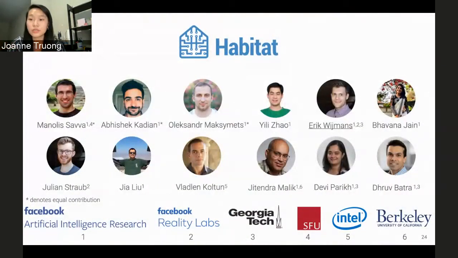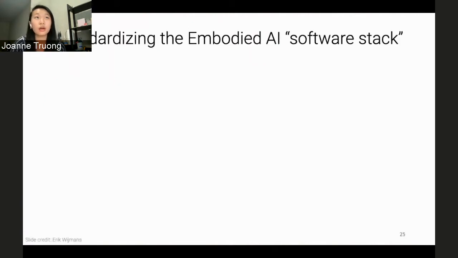The simulator I just showed was the Habitat simulator, and this was created by a large team of researchers across many different institutions. If you started homework 5, this might look a bit familiar, as this year's assignment uses Habitat for training a fetch robot to reach a certain point in the environment. So let's go into the details of Habitat a bit more.